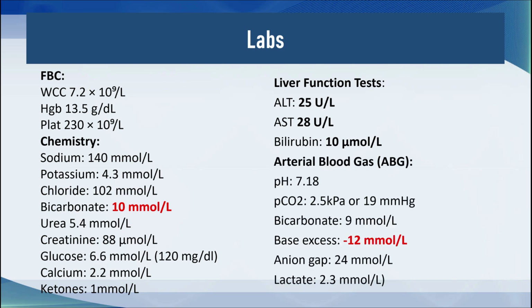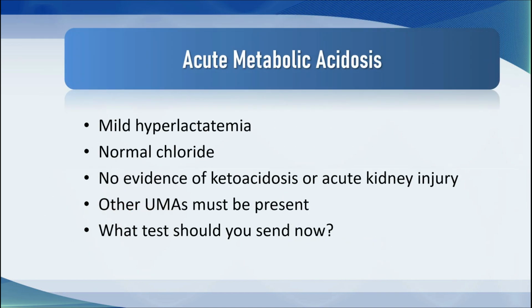The blood gas demonstrates a metabolic acidosis that's partially compensated and a widened anion gap with a lactate of 2.3 millimoles per litre. So this is an acute metabolic acidosis with mild hyperlactatemia, a normal chloride with no evidence of ketoacidosis or currently acute kidney injury. So there must be other unmeasured anions present.